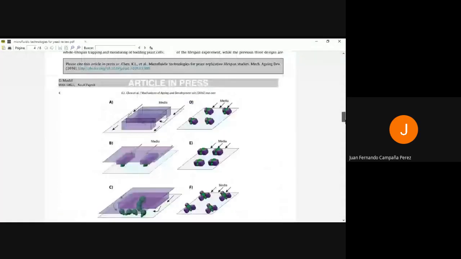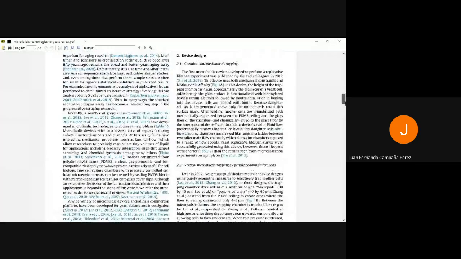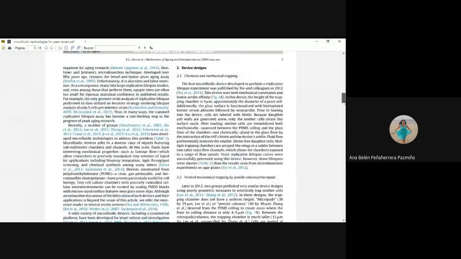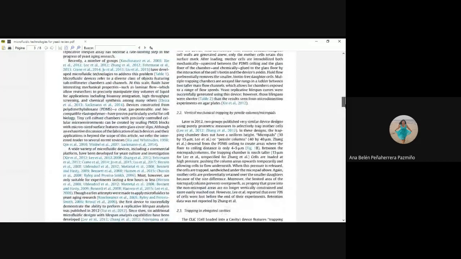Hi, Anita. This I can show you, but I think this is a small review, so I didn't see the paper that they refer to about that. So I can show you the image. Let me see. Which of the designs are you interested in? The one that has the pillars with the yeast trapped between them.